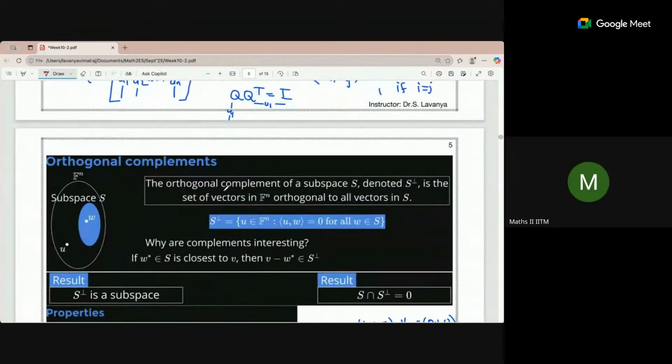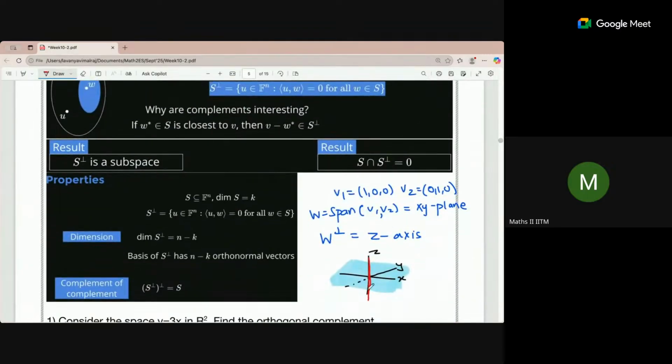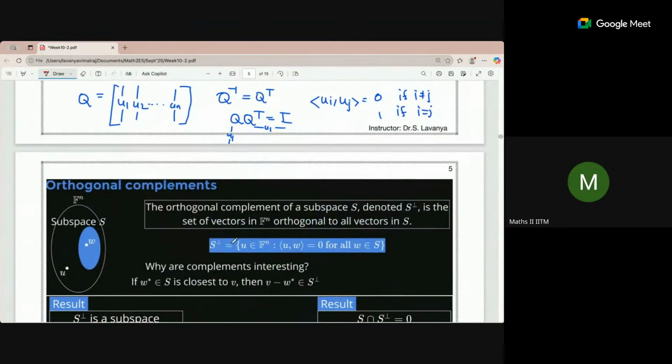So the same we are putting into words. The orthogonal complement of a subspace S, denoted by S perp, is the set of vectors in Fn orthogonal to all vectors in S. So here you see W perp is the set of all vectors orthogonal to all vectors in W. In notation, you write S perp is equal to the set of all u in Fn such that the inner product of u and w equals 0 for each vector w in this set S.